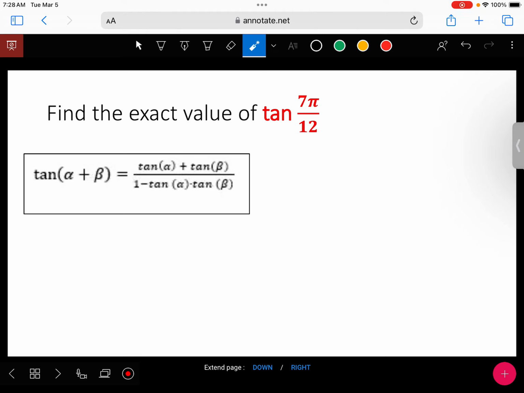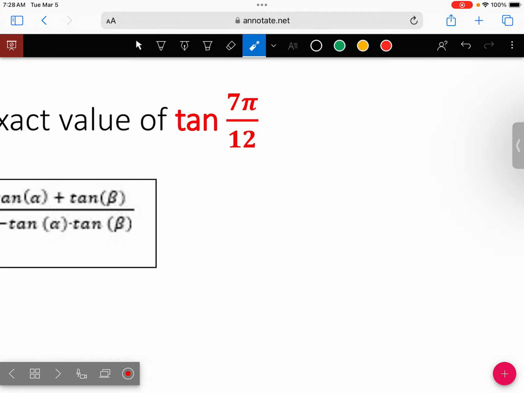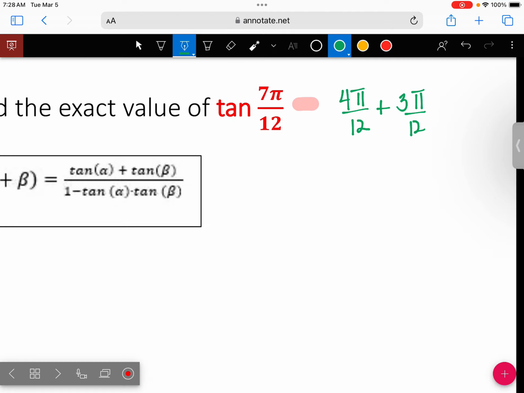Okay, so I feel like we've done a lot of 7 pi over 12. What would be our two angles that we would add? Pi over 4 and pi over 3. So we know we can break this apart to 3 pi over 12 plus 4 pi over 12. And I should probably write the bigger one first. Hold on, let me switch that. Not that it matters, but just trying to be consistent. Okay, again, addition doesn't matter. So 4 over 12 reduces down to pi over 3.